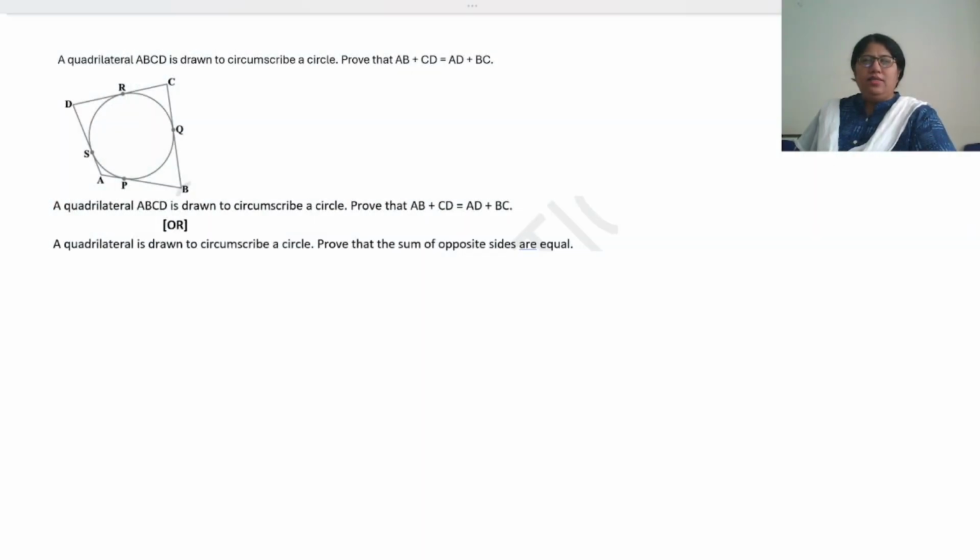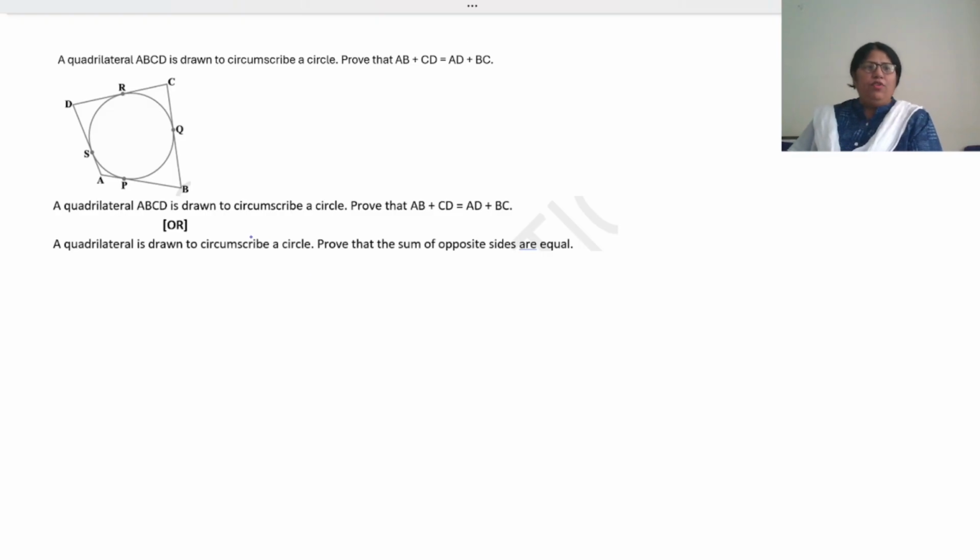Hello students, let us see this question which is very common in 10th grade CBSE board exam. Sometimes it comes in ICSE 10th board exam also. What is given here? Quadrilateral ABCD is drawn circumscribing a circle. Prove that the sum of opposite sides are equal.